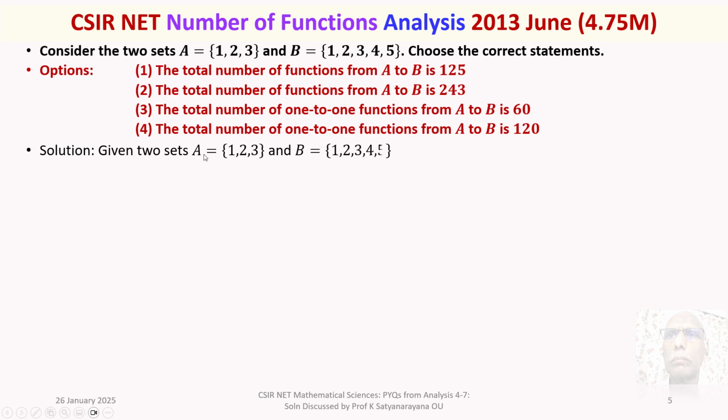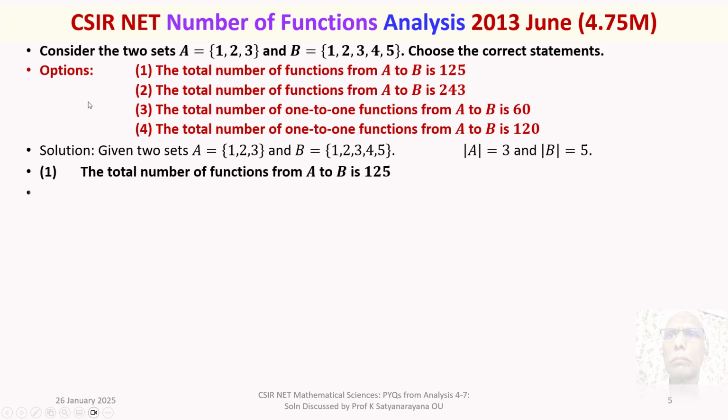We are given 2 sets. A is equal to the set consisting of 1, 2, 3, and B is the set consisting of 1, 2, 3, 4, 5. So clearly, how many elements are there in A? There are 3 elements. Therefore, the order of A is 3. In B, we have 5 elements. Therefore, the order of B is 5. Now, let us recall a formula for the total number of functions from A to B.